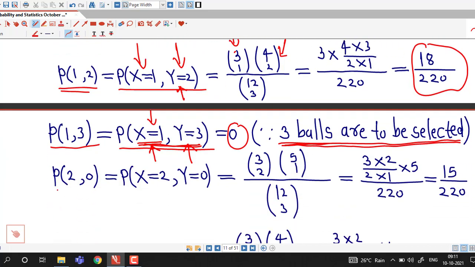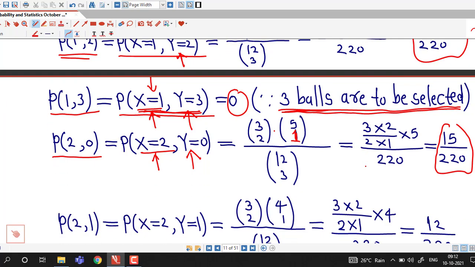Then we have to find out the value of joint PMF at ordered pair (2, 0). It corresponds to 2 red balls and 0 white balls. 2 red balls can be selected out of 3 red balls in 3C2 ways, and Y is 0, so there is no white ball, and 2 are red, so 1 must be blue, so that can be selected in 5C1 ways. So after simplifying we obtain 15 divided by 220.